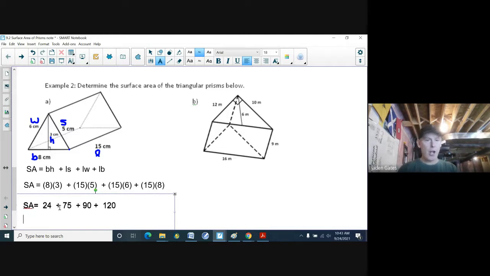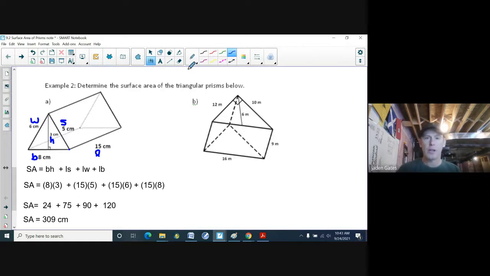All right, so again, following BEDMAS, lastly, I got to add all these up. So I take my 24, add it to 75, and then add it to 90. And this time I'm getting 309. Again, all these measurements were in centimeters, and they were the amount of squares we need to cover up this box, or this whatever it is. Looks like kind of like a sub box or something like that.